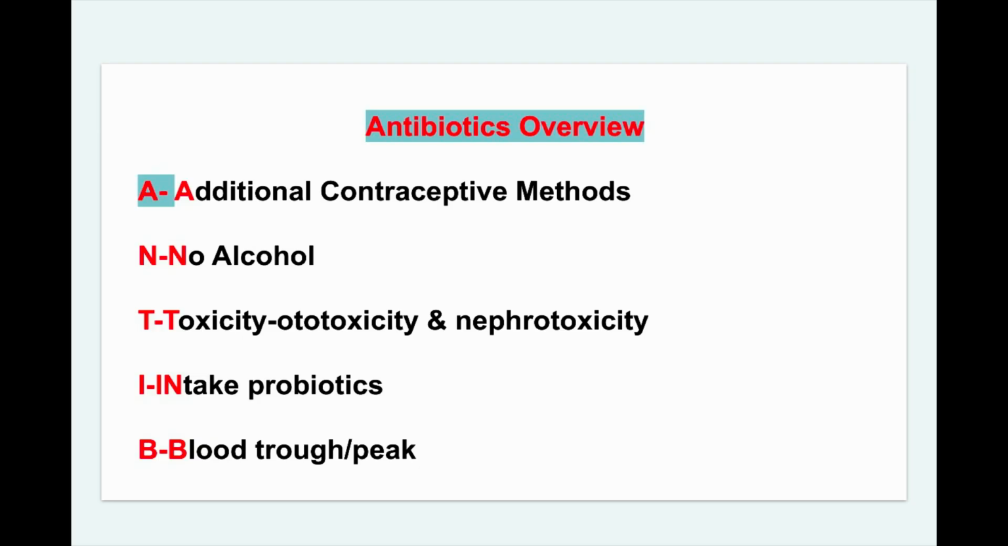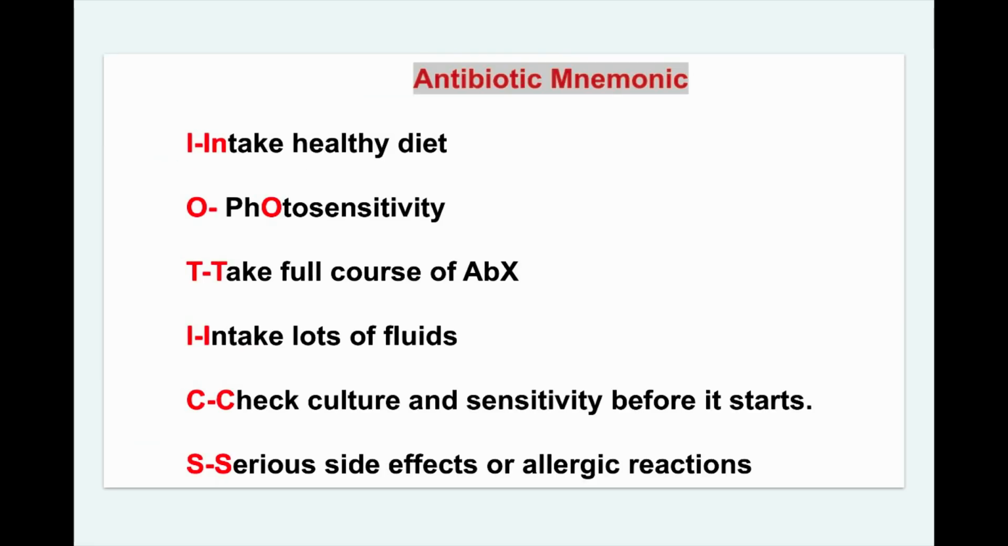Let's recap the antibiotic mnemonics. A is for additional contraceptive method needed and no alcohol. T is toxicity, ototoxicity and nephrotoxicity. I is intake probiotics. B is blood trough and peak level, and I is intake healthy diet, and O is photosensitivity. T is take a full course. I is intake lots of fluid. C is check culture and sensitivity. S is serious side effects need to monitor closely.